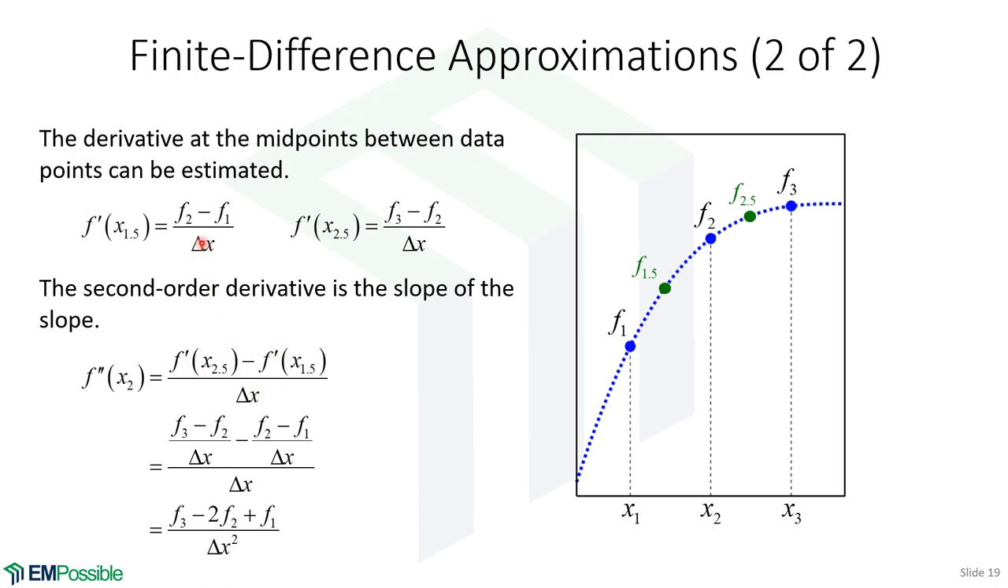So now I'll just throw in these two expressions I've derived above and then turn my algebra crank. I'm going to bring this delta x to the denominator so I get a delta x squared. And then I sort out all these different terms and I get F3 minus 2 times F2 plus F1 over delta x squared. And now we have a finite difference approximation that calculates a second order derivative at x2.